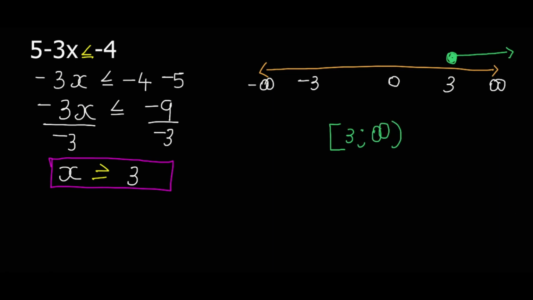So this is our answer. Our solution is on the left and then our infinity is on the right, so they match. And that's why for infinity we always use this bracket, and then this is our answer in interval notation.